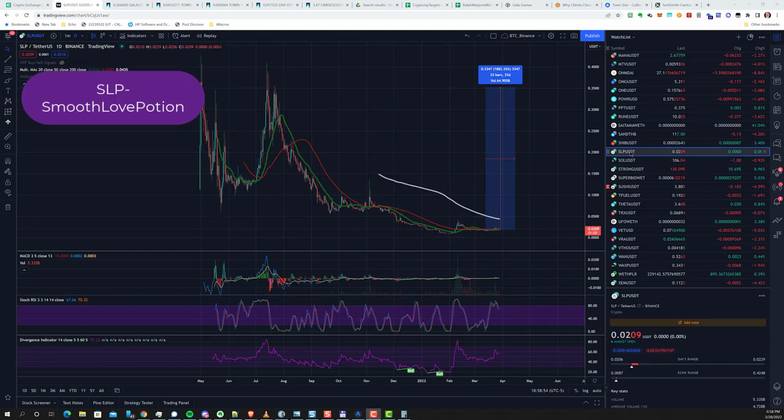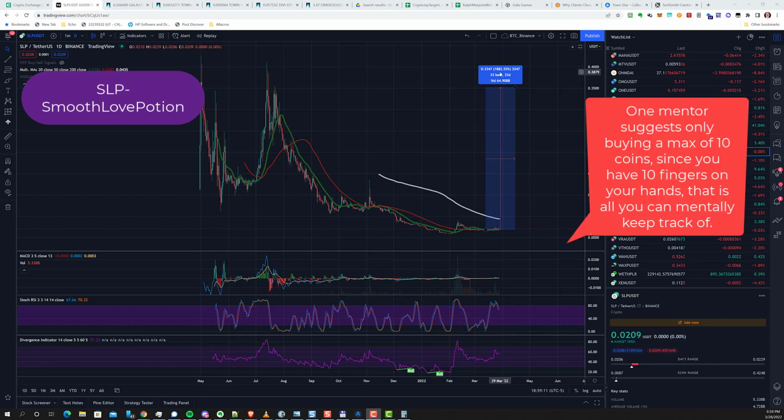This is one I think I was going to buy, but I haven't yet, called Smooth Love Potion, SLP. I think it's gaming related as well. And see if it goes back to its prior high, that's 18x, 18 or 19x there, almost 20x. So that's one I still need to get some of if I haven't. I'm getting confused sometimes.